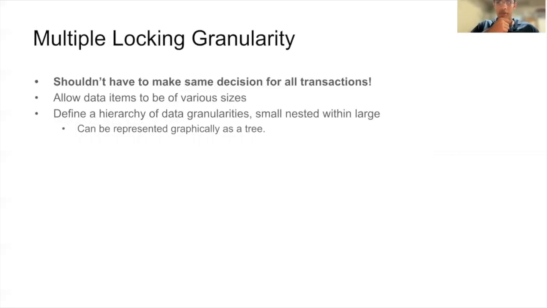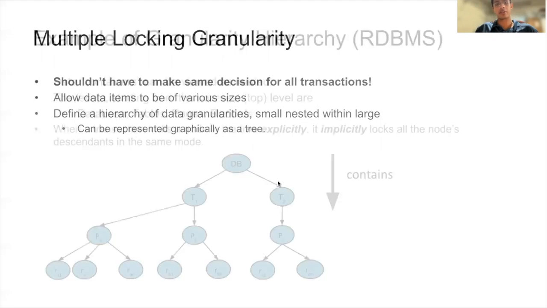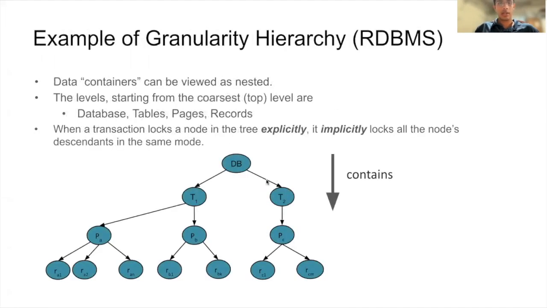One thing people realized early on, specifically Jim Gray, was that you shouldn't have to make the same decision of granularity for all transactions. Different transactions should be able to lock at different granularities. So in order to do this, we could define a hierarchy of data granularities. The small, like the tuples, are nested within larger things like pages and tables and the database itself. This can be represented graphically as a tree like this. And the levels from the coarsest to the finest are database, tables, pages, and records.